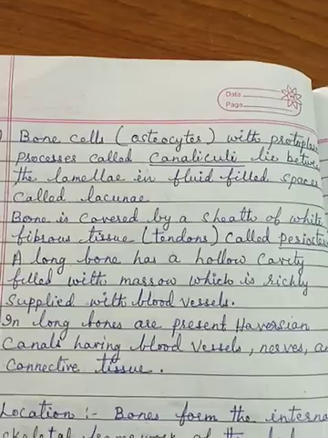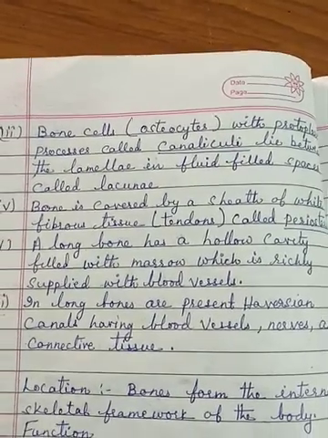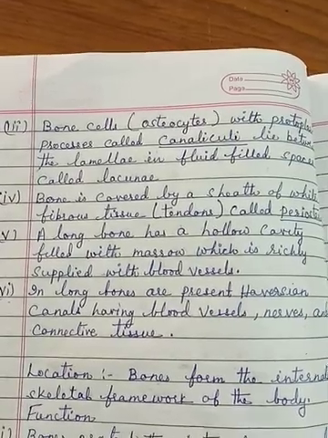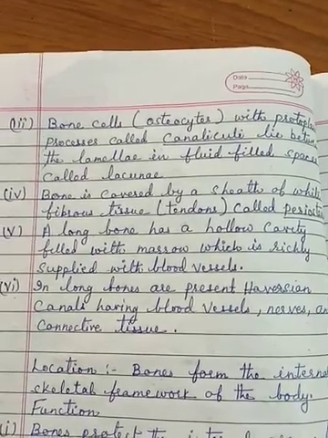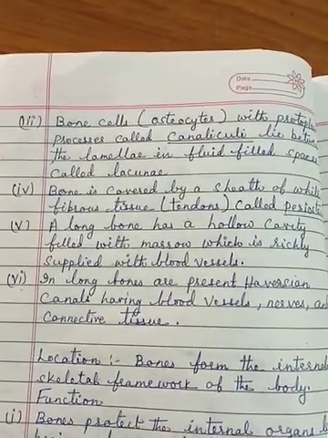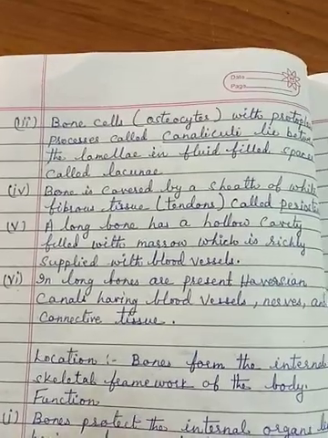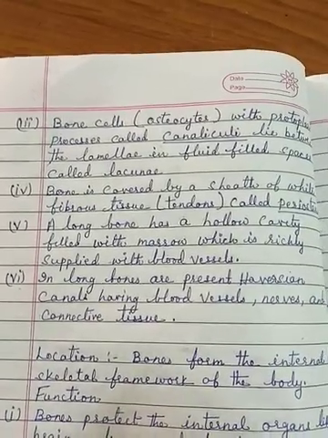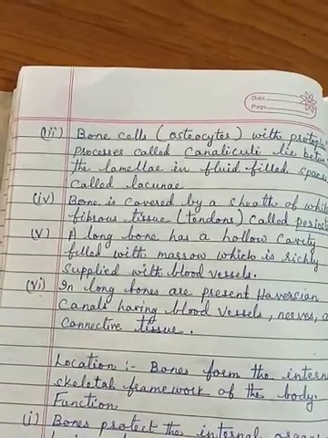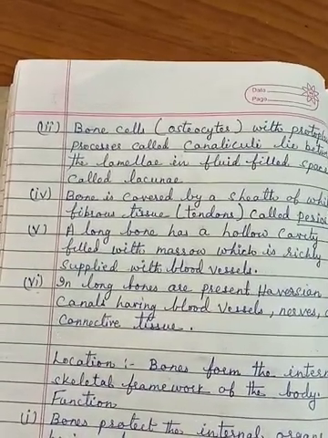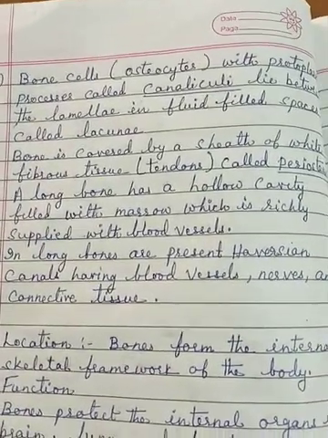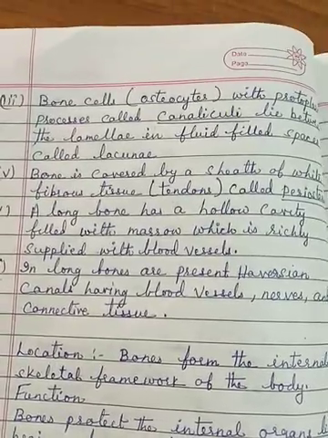Bone cells, osteocytes with protoplasmic processes called canaliculi, lie between the lamellae in the fluid-filled spaces called the lacunae. As in cartilage also we have seen the fluid-filled spaces, they are known as the lacunae. Now see, these bone cells are known as the osteocytes. We have seen in cartilage, forming cells are known as chondrocytes, but here these bone-forming cells are known as osteocytes with protoplasmic processes called canaliculi.